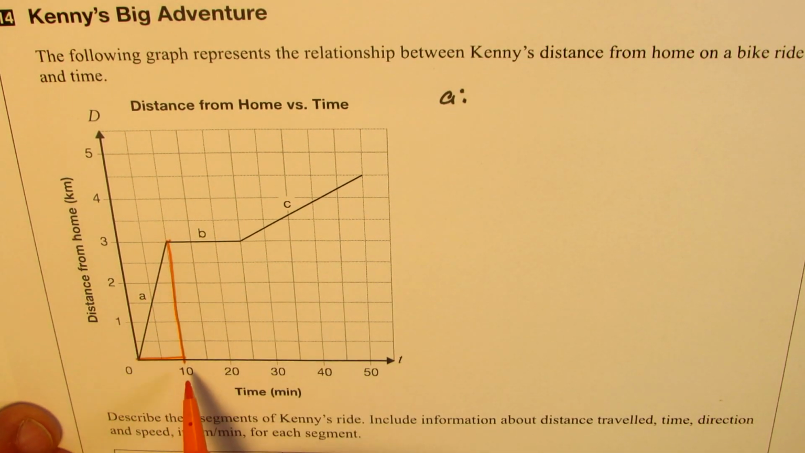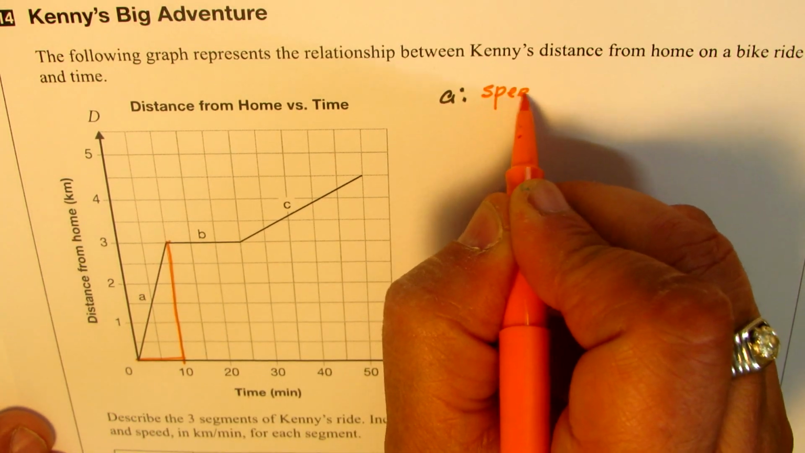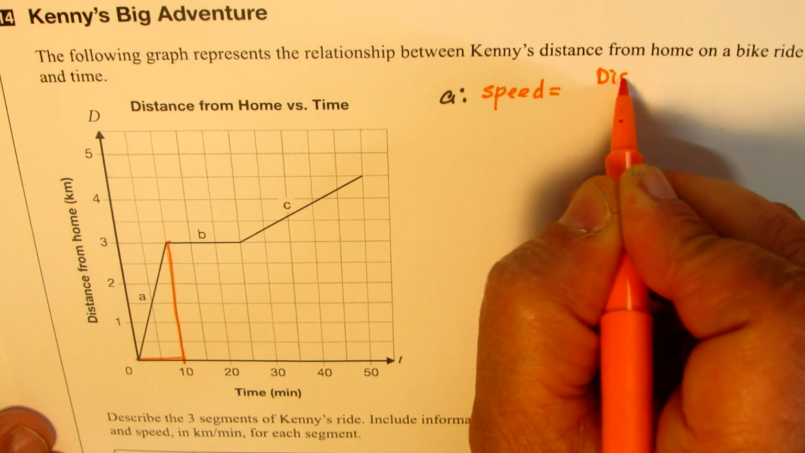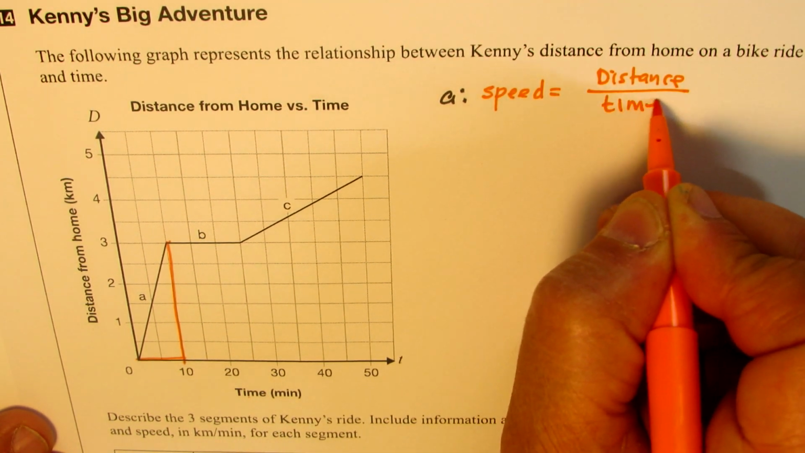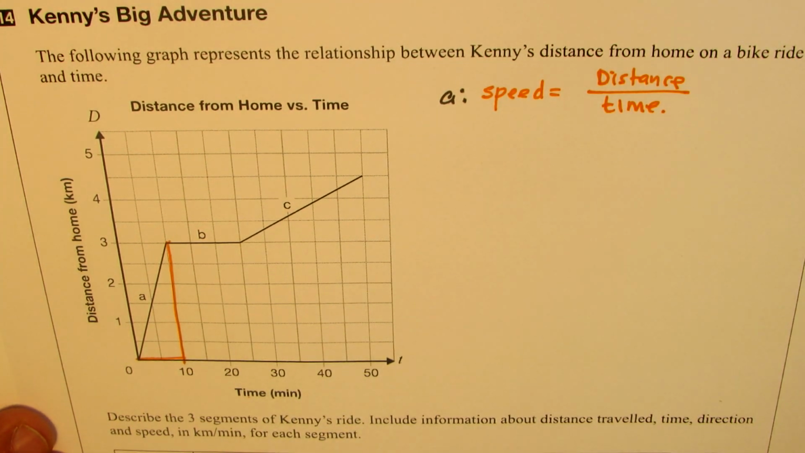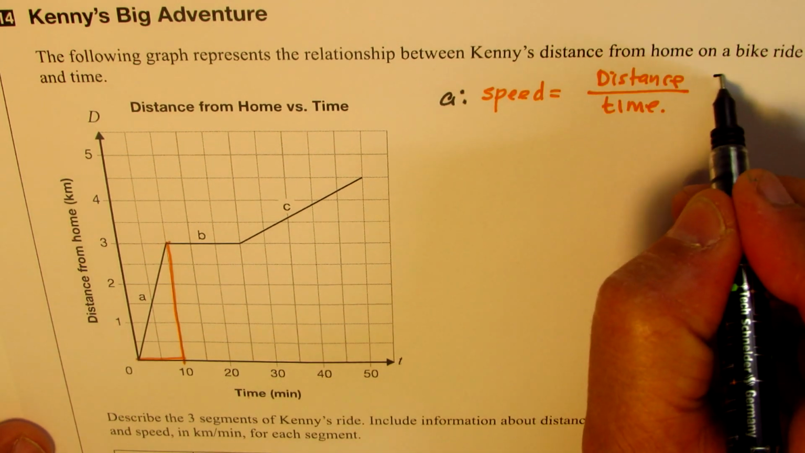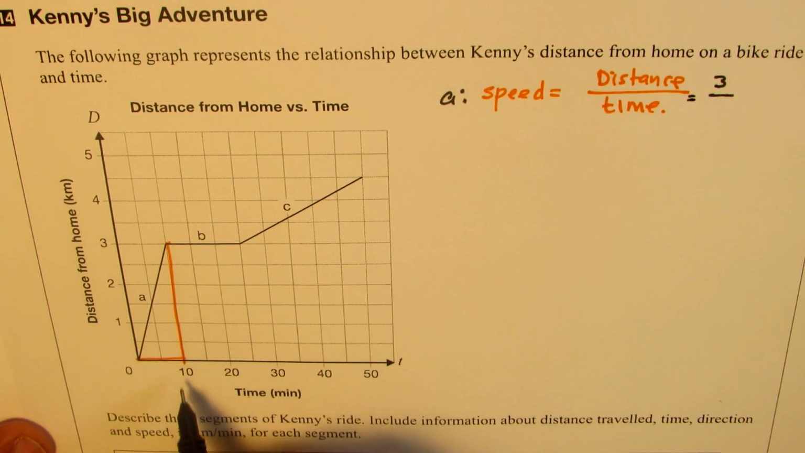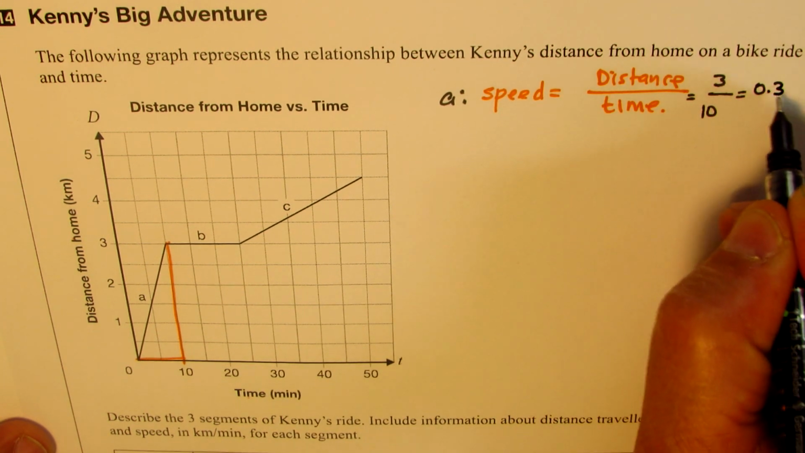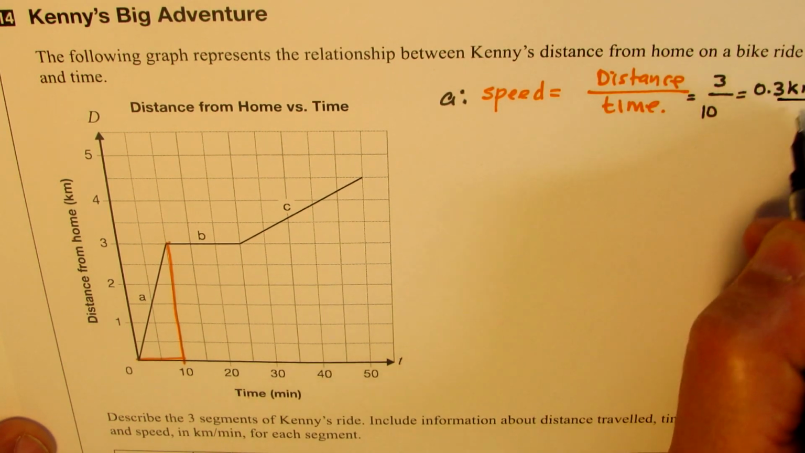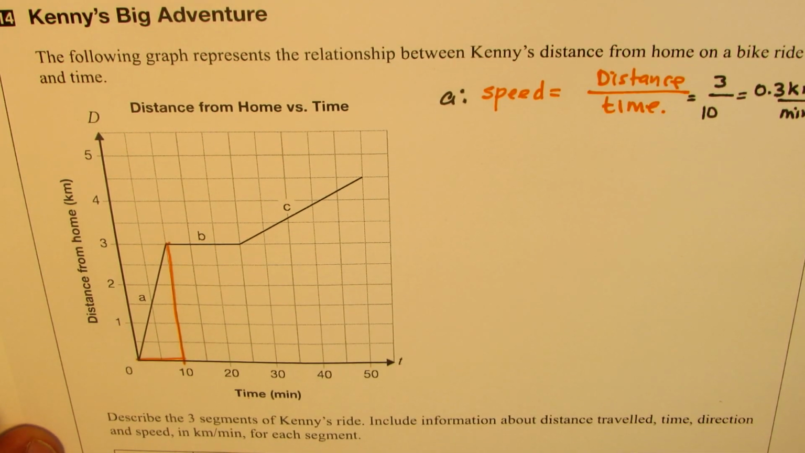Now in this interval, we can calculate the speed as equal to distance divided by time, right? Distance divided by time. And in this case, we know that the distance covered is 3 kilometers and the time taken is 10 minutes. So you could write this as 0.3 kilometers per minute. Is that clear to you? So that is part A.